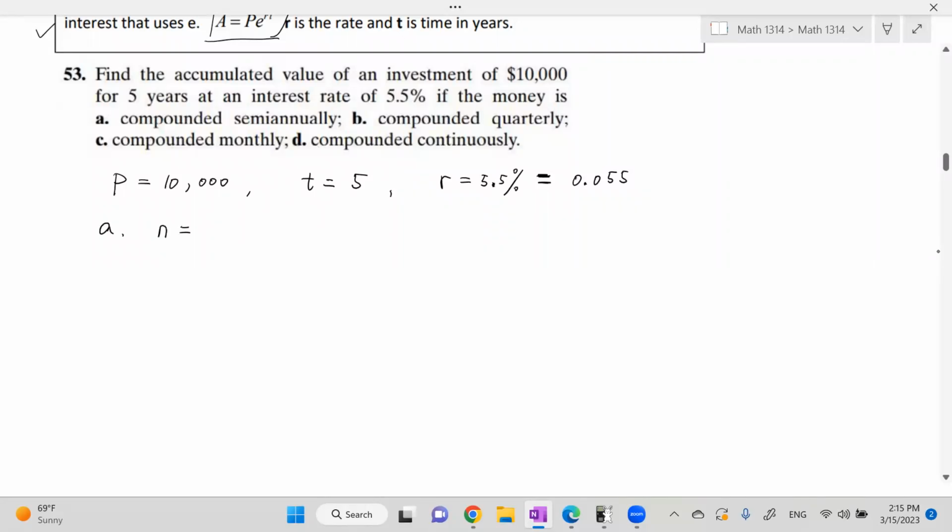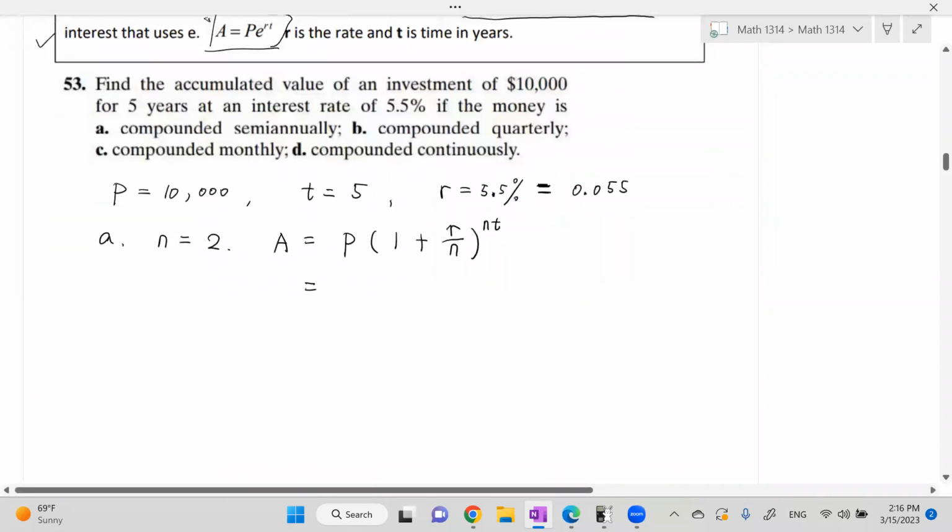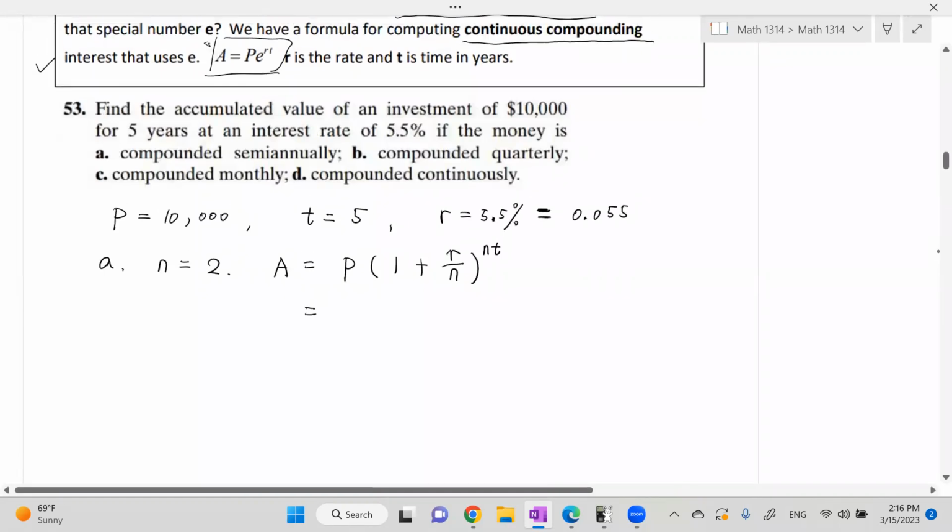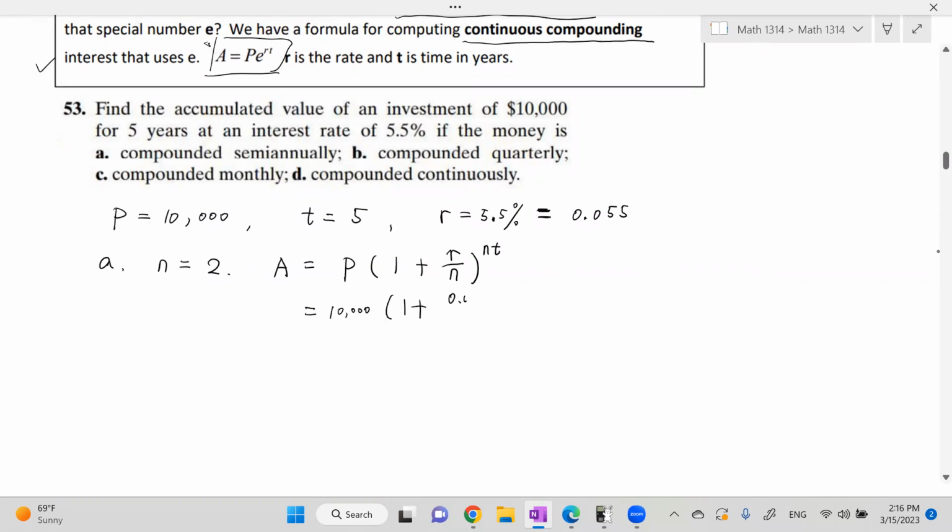So, semi-annually means N equals 2. A equals P times 1 plus R over N to the NT power. So plug in the P, R, N, and T values. The P is 10,000, and 1 plus R over N. R is 0.055 over N. N is 2 because we compound twice a year. N times T is 2 times 5.